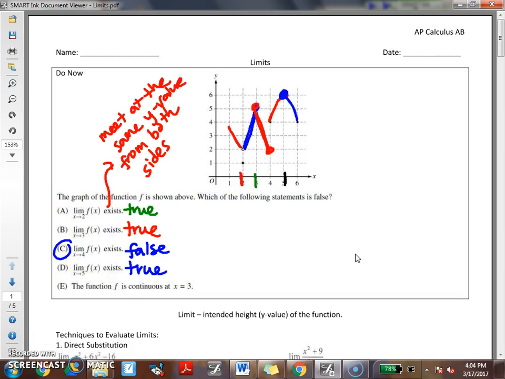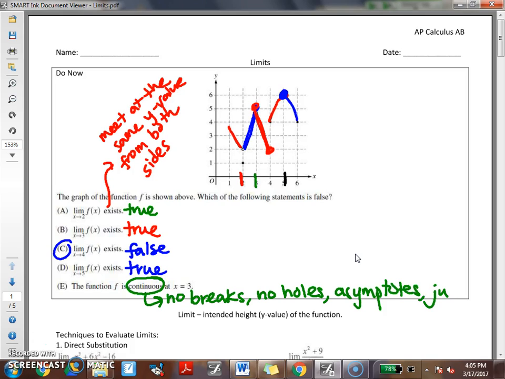Last one, function f is continuous at x equals 3. We're going to go over continuity more tomorrow. But continuous means there's no breaks, no holes, no jumps, asymptotes, etc. Okay? So that's just a quick review. So none of any of these.